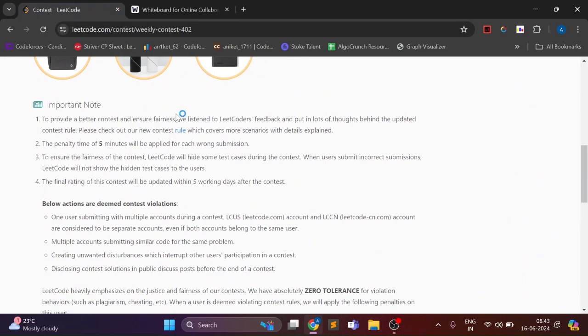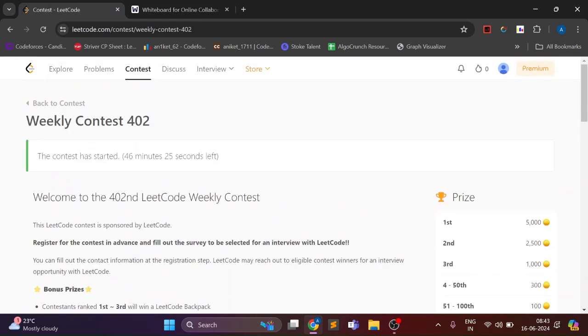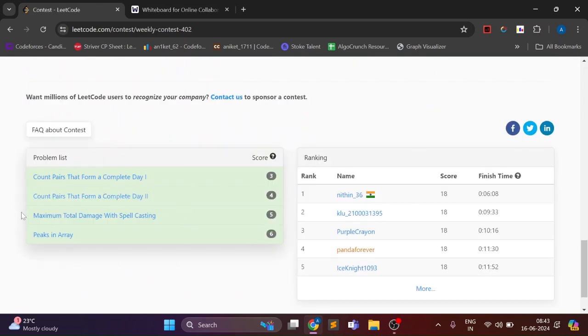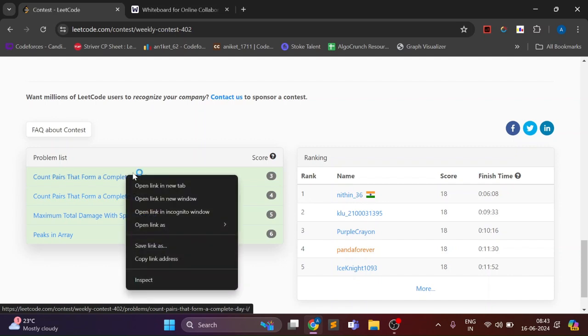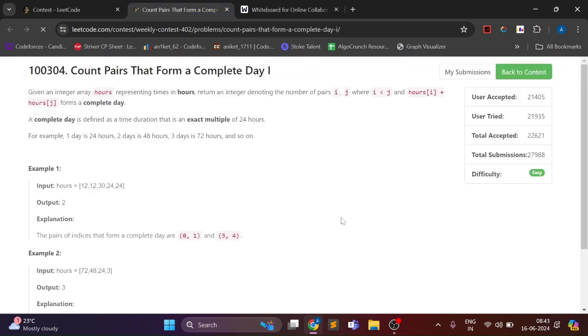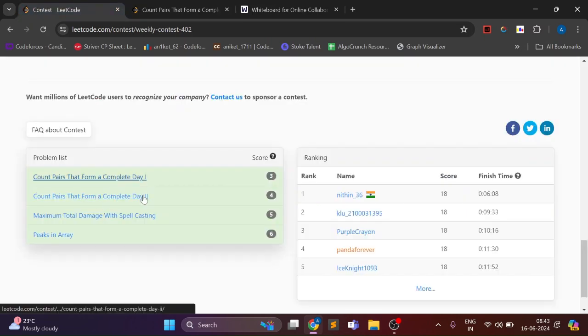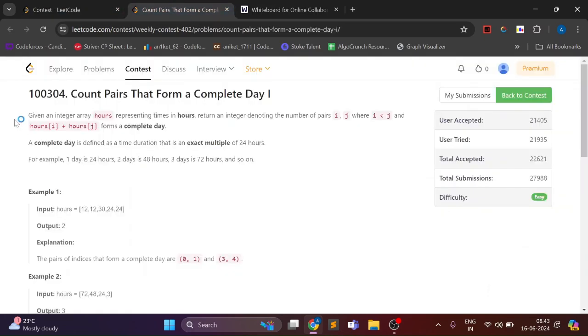So today we'll discuss the editorial for weekly contest 402 of Leetcode. As I was able to solve all four problems, I will try to explain the editorial for all four problems. So we'll start with the first problem. There are two parts of the first problem, with only the differences between constants. Still, I will explain the first problem separately.